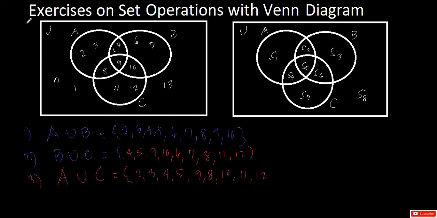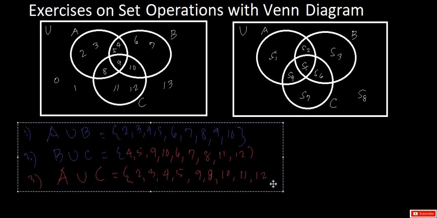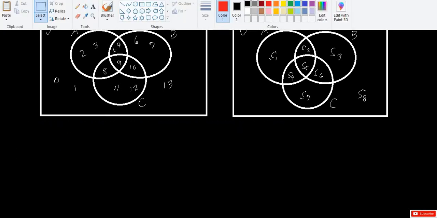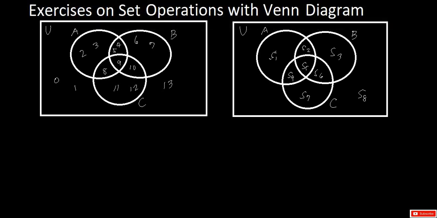Okay, so let's have another problem. This time, the operation is intersection. Okay, let's have A intersection B. So the regions in the Venn diagram where there is an intersection of set A and set B are S sub 2 and S sub 5. So therefore, the elements in the Venn diagram that belong to the region S sub 2 and S sub 5 are the elements of the intersection of set A and set B. So we have 4, 5, and 9.